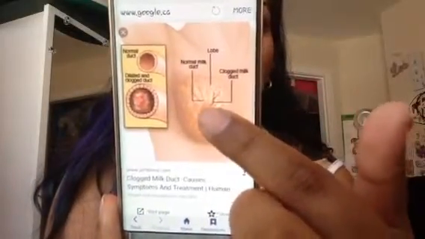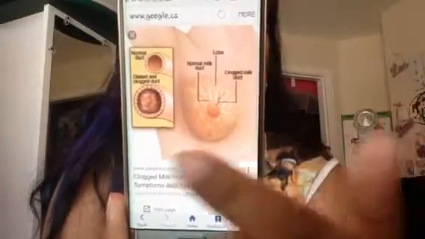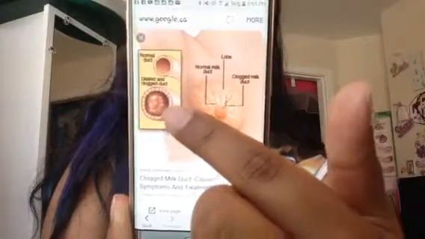Now, moving along to blocked milk ducts. What are they? A blocked milk duct is an area of the breast in which the milk is blocked and is unable to flow down through the ducts and out of the nipple. Here is an example of the anatomy of a normal milk duct versus a clogged milk duct. Here's a zoomed in. As you can see, it's blocked versus not blocked.